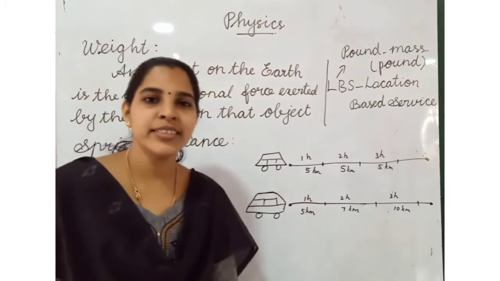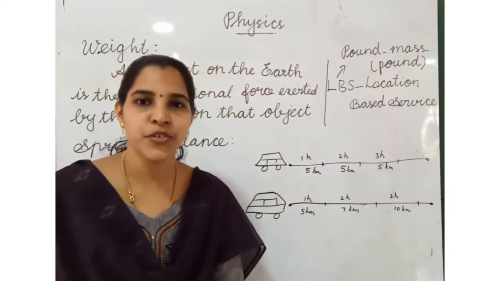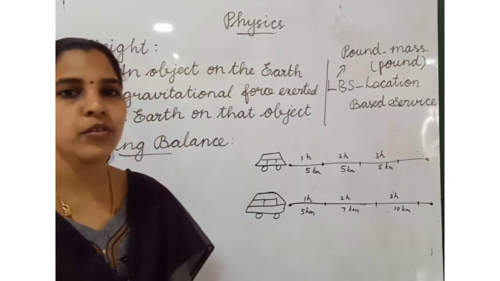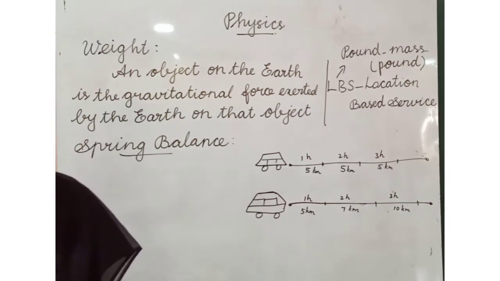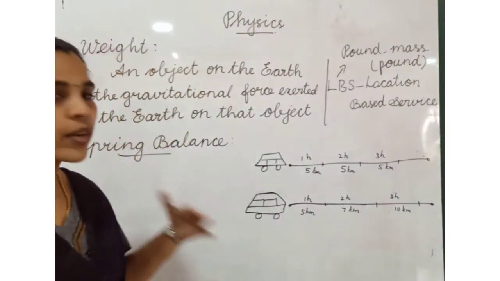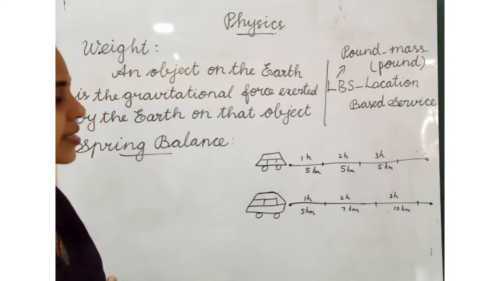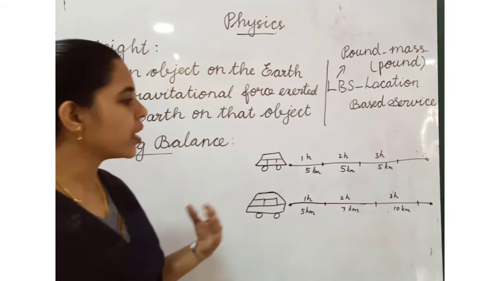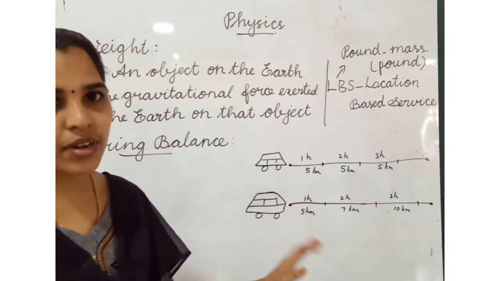Today we have learned about motion, uniform motion and non-uniform motion. What do you mean by uniform motion? Uniform motion means a body covers equal distance in equal intervals of time. Okay, your body covers equal distance in equal intervals of time.